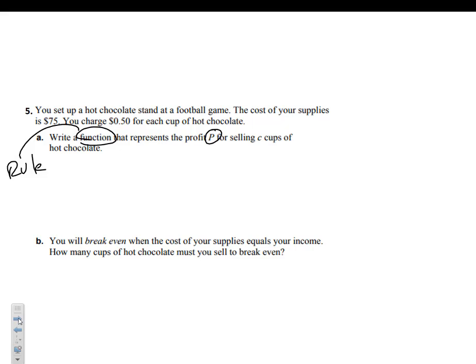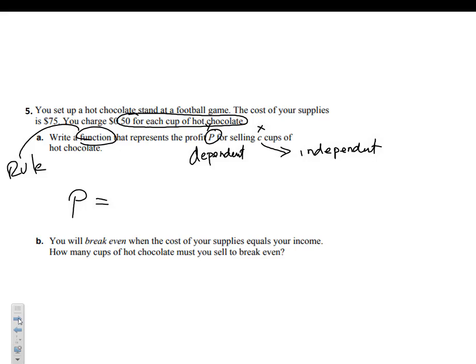So P is our dependent variable, and C is our independent. So that means C substitutes for X and P substitutes for Y. So since P substitutes for Y, our equation has to say the profit is equal to, well, we know that we get 50 cents for each one of those cups. We get 50 cents for each one of them. So I'm going to write 0.5 for every single cup sold.